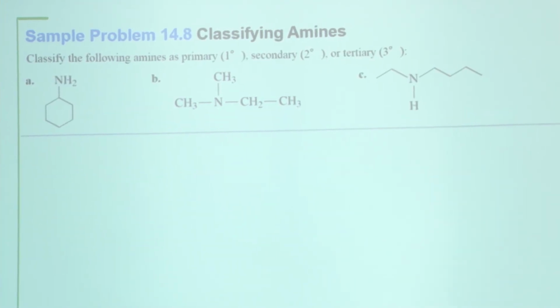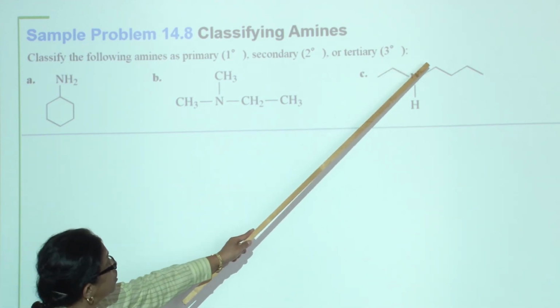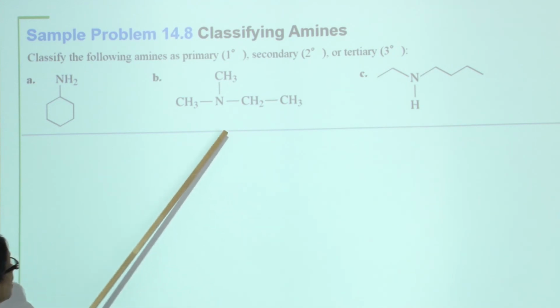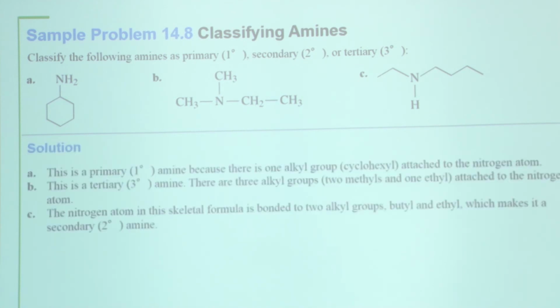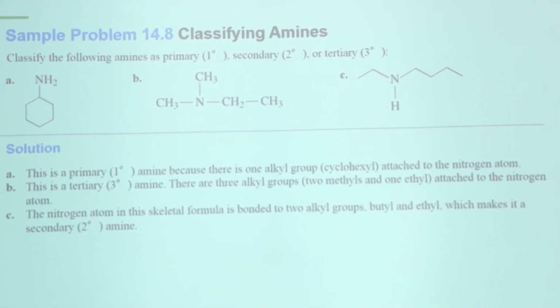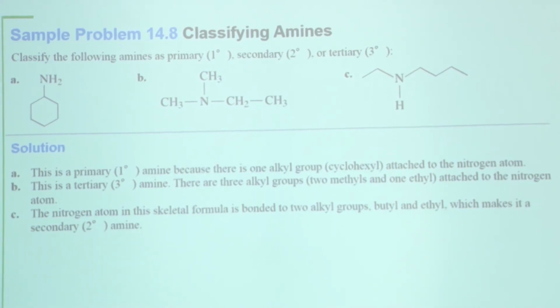Primary, secondary, tertiary. So one hydrogen, 2 carbons, secondary. No hydrogen, tertiary. 2 hydrogen, primary. This is a primary, one alkyl, cyclohexyl, to a nitrogen group, tertiary, 3 alkyl, 2-methyl and 1-ethyl. C is a secondary 2-alkyl butyl ethyl, which makes it secondary.